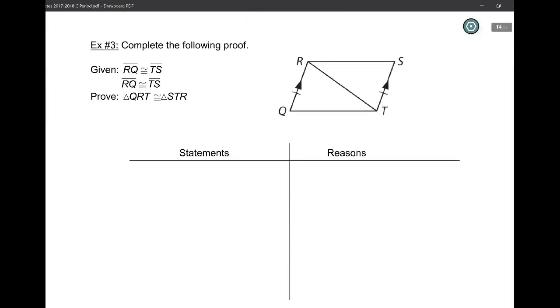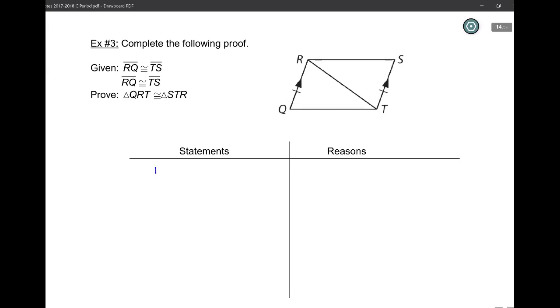Let's take a look at the following proof. And let's write down, what do we know? We know RQ is congruent to TS. And we know RQ, that's actually supposed to be a parallel statement. So RQ, change that to parallel. RQ is parallel to TS. And this is given. Now if I look at my picture, so here's RQ and here's TS. And I want to try to prove triangle QRT is congruent to STR.